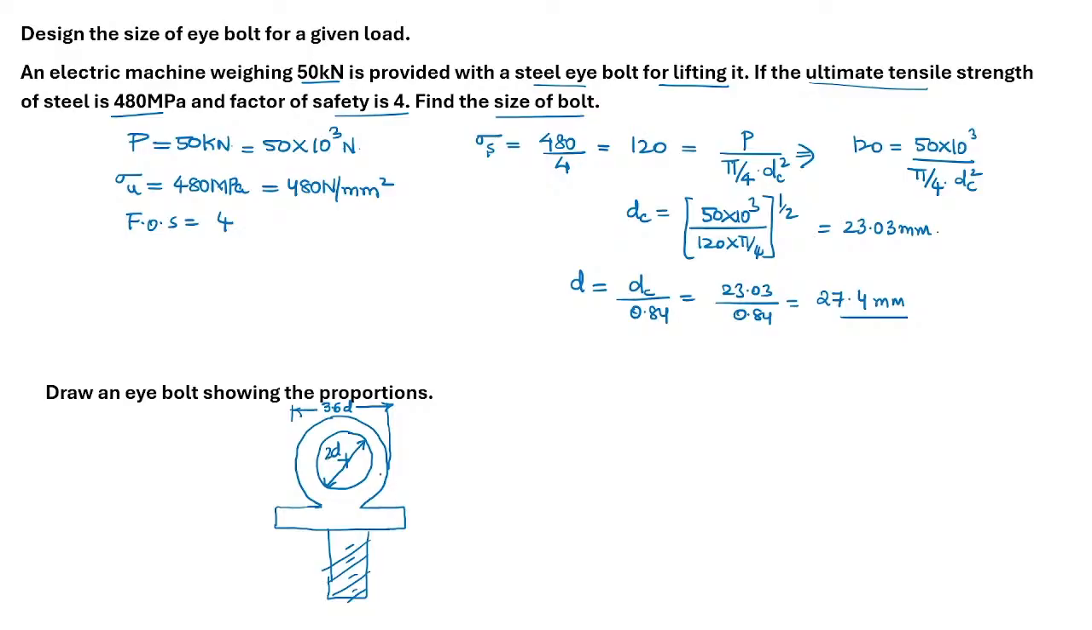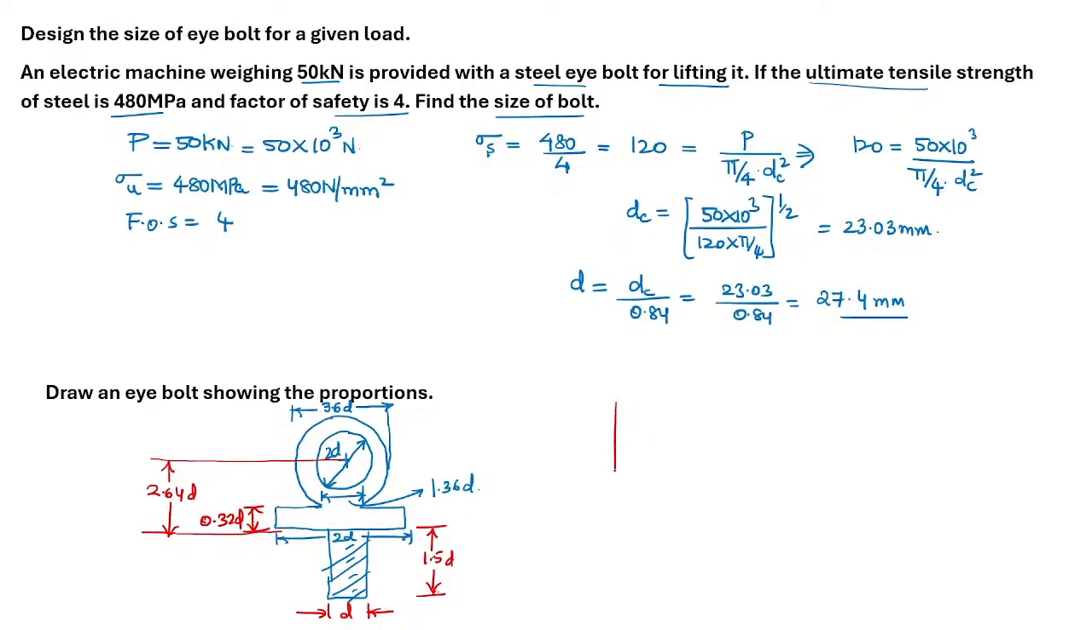So inside diameter will be 2 times of D, and this portion of the eye bolt will be 1.36 times of D, and the bottom portion will be 2 times of diameter, and the height of the shank portion is 1.5 times of D, and this will be nominal diameter, that is small d, and thickness of this will be equal to 0.32 times of D, and the distance between the center of the eye bolt and this edge of the eye bolt will be equal to 2.64 times of D.